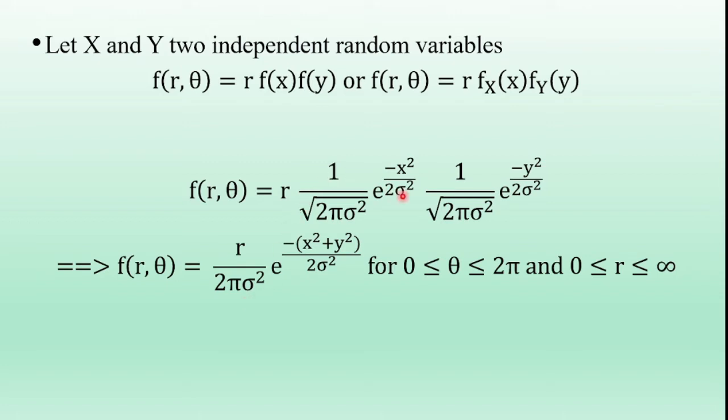This exponential term into this exponential term is written as e power minus of x square plus y square by 2 sigma square. But x is equal to r cos theta and y is equal to r sin theta, then x square plus y square is r square. Substitute x square plus y square is equal to r square into here. We get f of r comma theta is equal to r by 2 pi sigma square into e power minus r square by 2 sigma square. So this is the joint probability density function of new random variables.